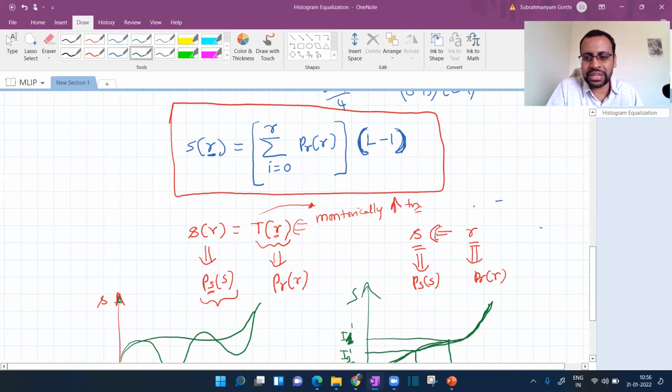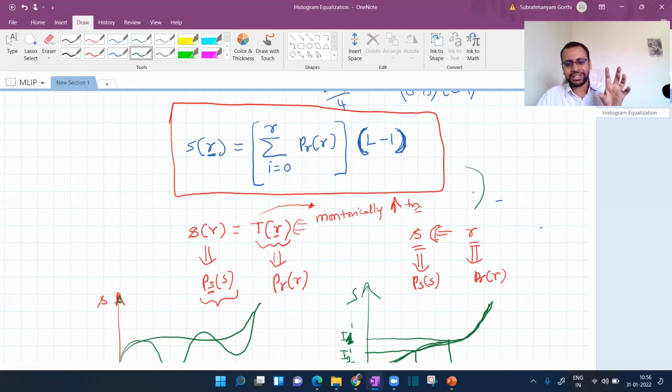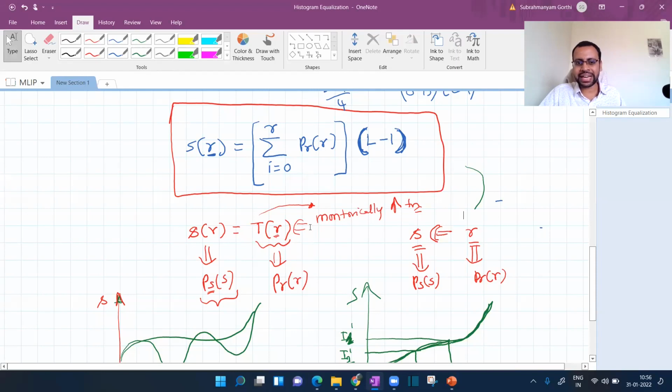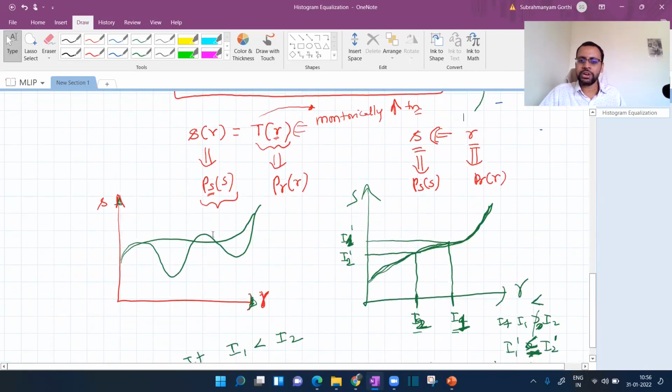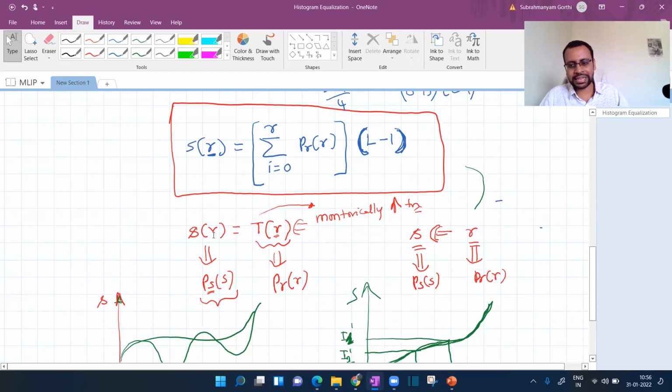Hope you have noticed one thing here. We are gradually moving into a continuous case. We deal with a continuous distribution just to see what the properties will be of what we obtain as a result of applying this transformation. That will help us make some interpretations about PS of S, whether it has the desirable property or not. Anyway, that should have been clear intuitively, at least for now, from this expression. We will continue our analysis of the histogram equalization in the next class.